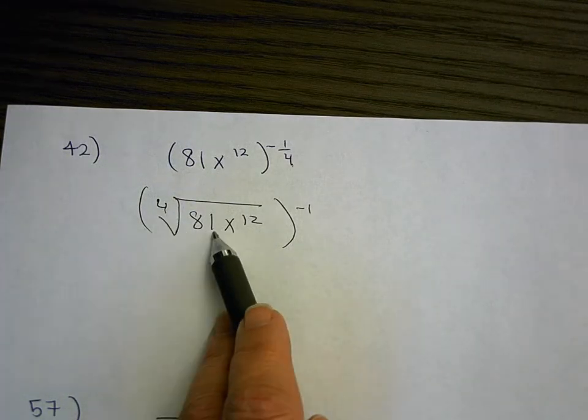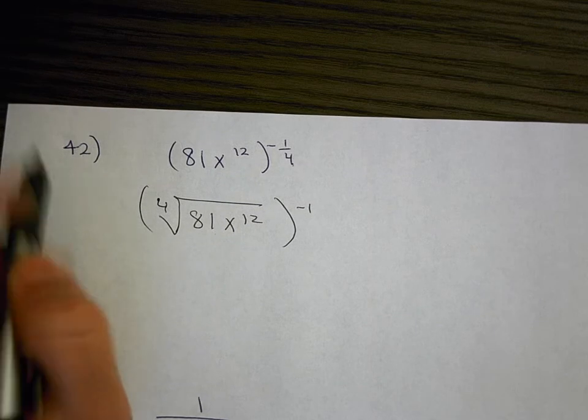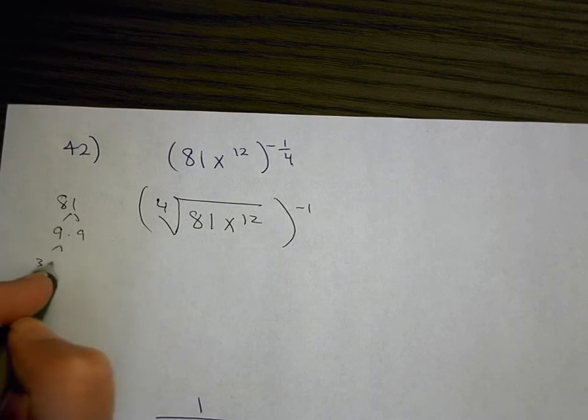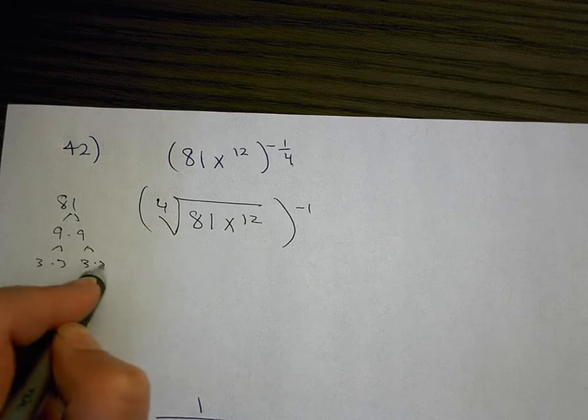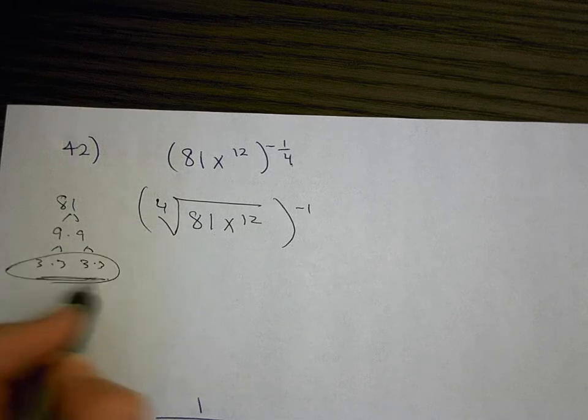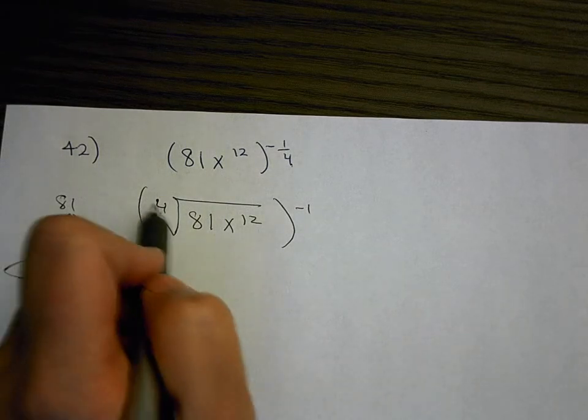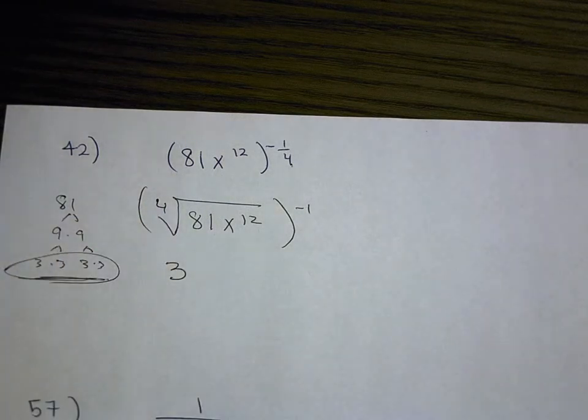So the fourth root of 81, so if you don't know this, you can always do factor trees, right? If you're not sure of your roots, you can always do a factor tree. And so it takes 4 3s to make 81, so it's the same as the fourth. So the fourth root of 81 would just be 3.